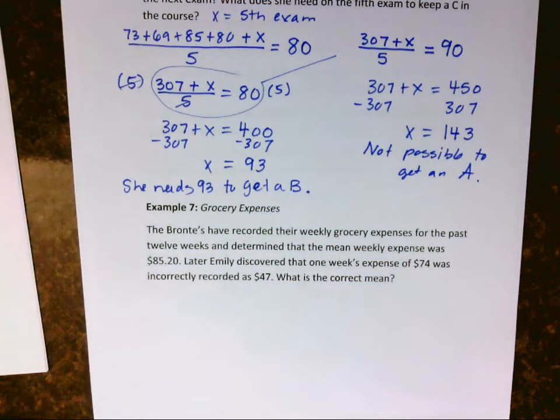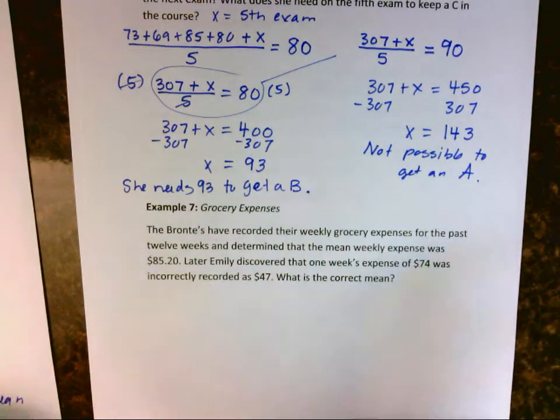The Brontes have recorded their weekly grocery expenses for the past 12 weeks and determined that the mean weekly expense was $85.20. Later, Emily discovered that 1 week's expenses of $74 was incorrectly recorded as a 47 instead of a 74. Aha, dyslexia. What is the correct mean?